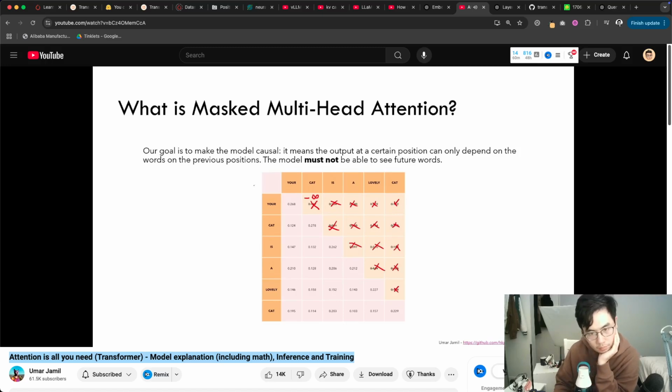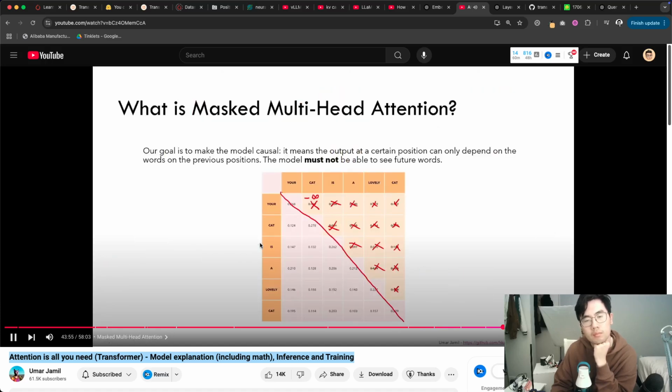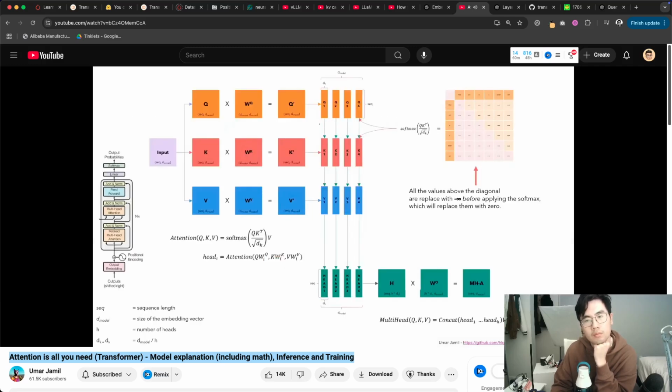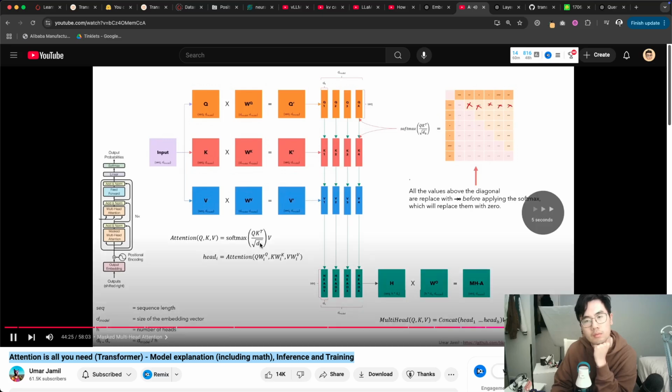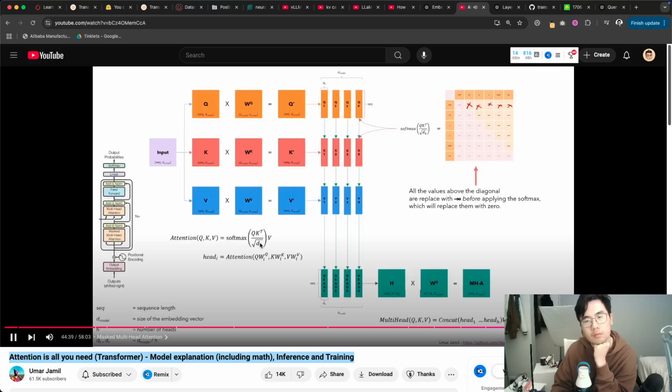So we are replacing all the values that are above this diagonal. Let's see in which stage of the multi-head attention this mechanism is introduced. When we calculate the attention between these matrices, Q1, K1 and V1, before we apply the softmax, we replace these values. So basically, the model will not receive any information from this interaction. It's like this word cannot interact.